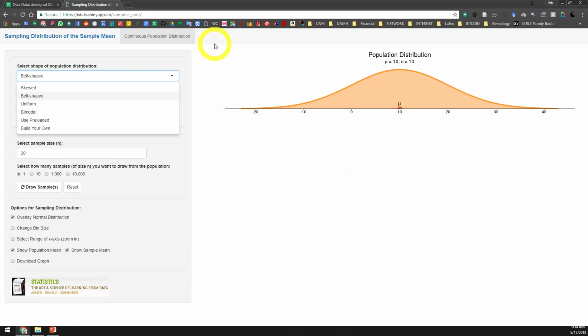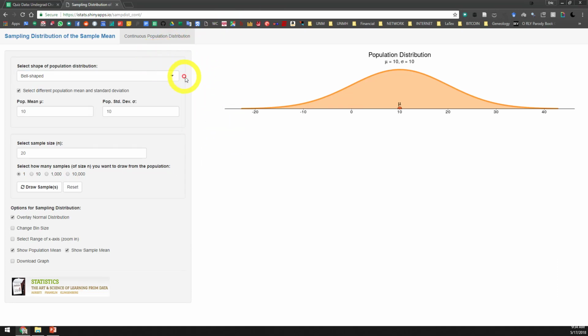So if we click on this link, we'll see a graph and a lot of different options on the left. I encourage you to spend some time playing around with this. I think it'll really help you understand the relationship between a population, a sampling distribution, and a sample data set.